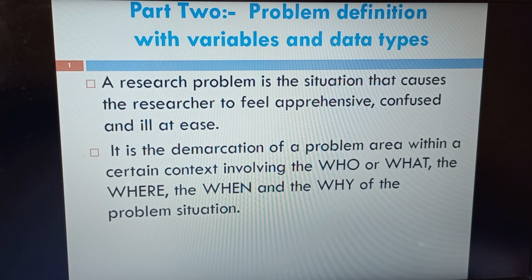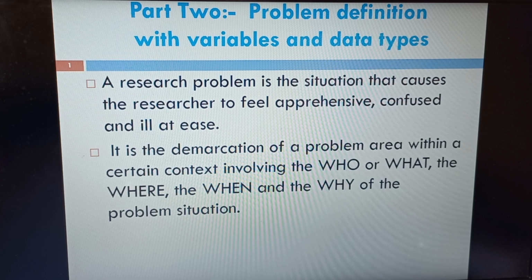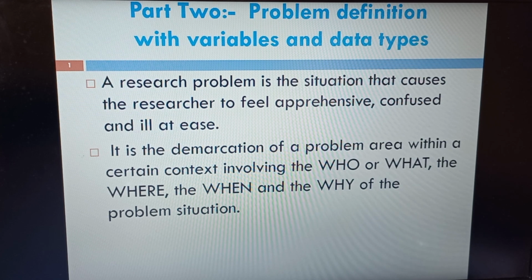Research Methodology, Part 2. In this part, we'll see problem definition, concepts and variables, with the types of data. So problem definition, concepts, variables, and data types will be covered in this section. That is Part 2 of research methodology.